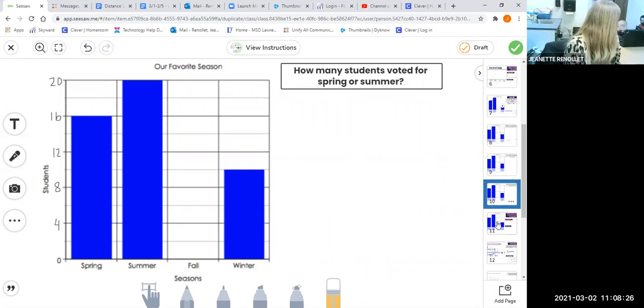Kellen, your voice is at level 0. Your voice is at level 0.